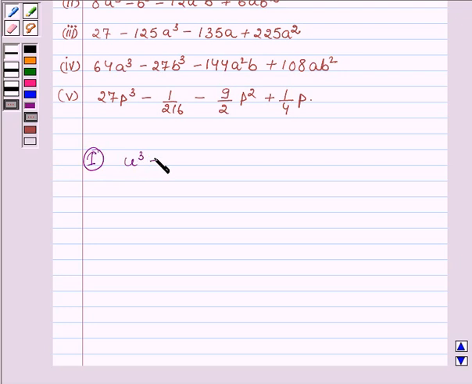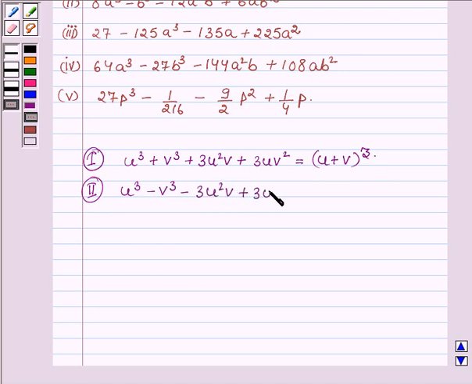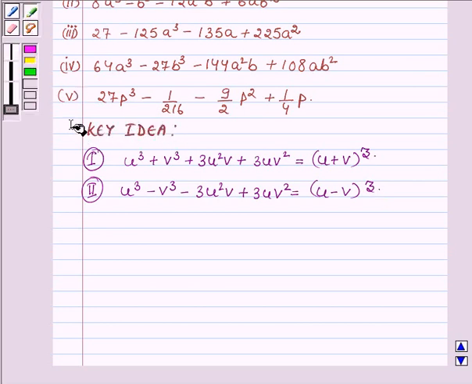u cube plus v cube plus 3u square v plus 3uv square is equal to u plus v whole cube. And the second one is u cube minus v cube minus 3u square v plus 3uv square is equal to u minus v whole cube. So these two identities are key idea with the help of which we will factorize the given five problems.